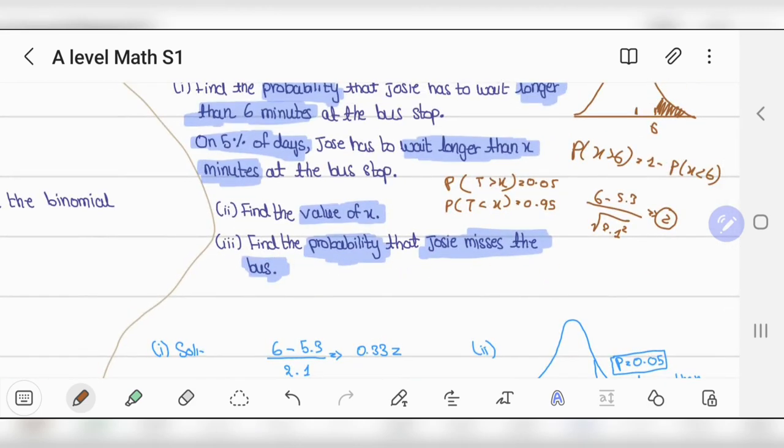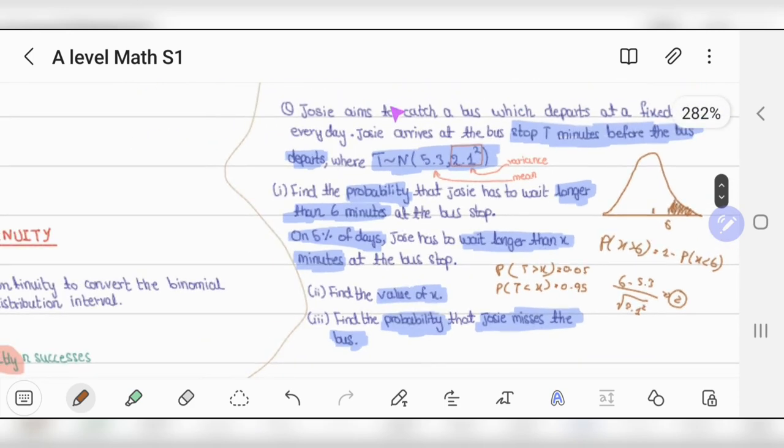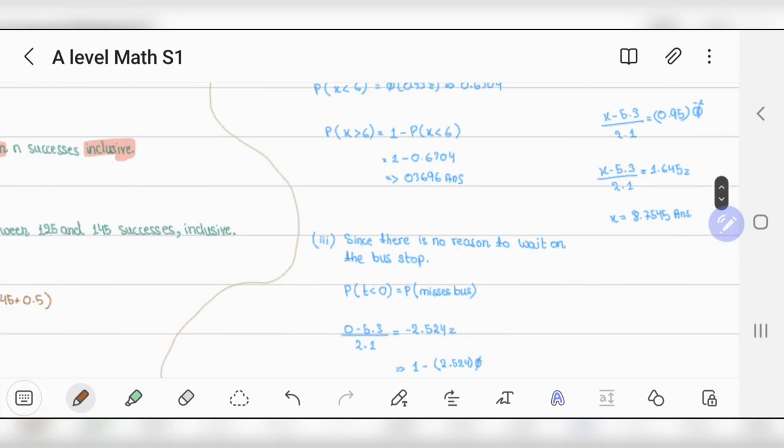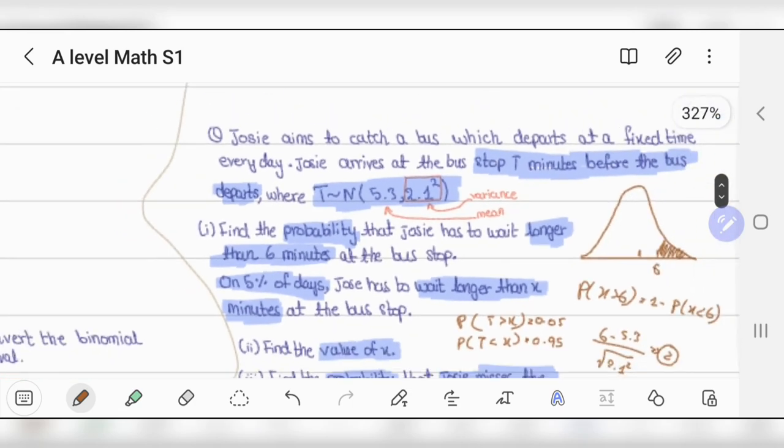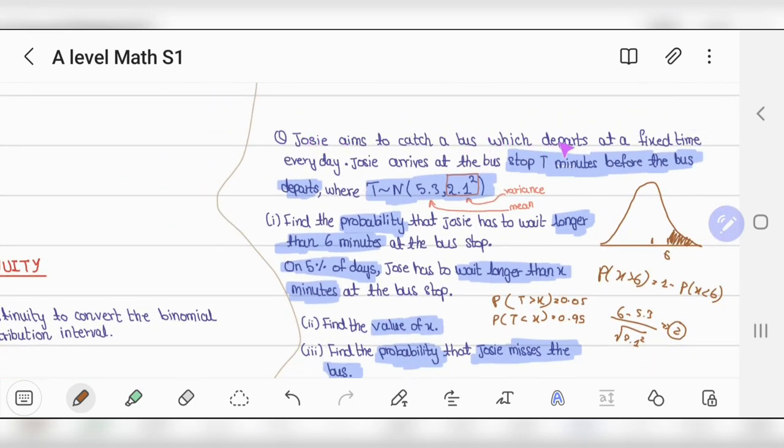Find the probability that Josie missed the bus. Find the probability that Josie has to wait longer than expected at the bus stop. Find the probability that Josie misses the bus. If Josie misses the bus, right now this is the distribution that Josie has to catch up with, the fixed time every day. Josie has to arrive at the bus stop 10 minutes before the bus departs.